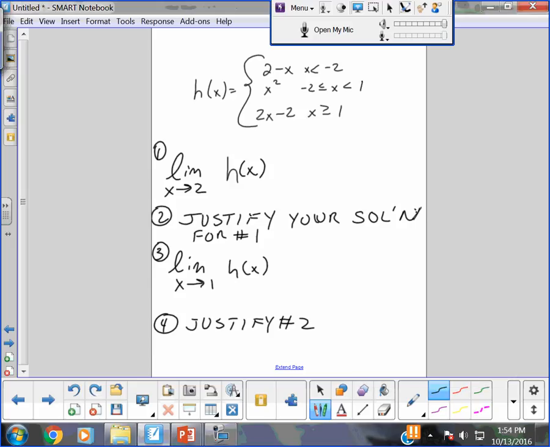Right, so here's a limit problem, and it's a piecewise function. We see there are three pieces: 2 minus x, x squared, and 2x minus 2. You notice the outsides are both lines, and the middle one's a parabola. They're all polynomials, so it exists.